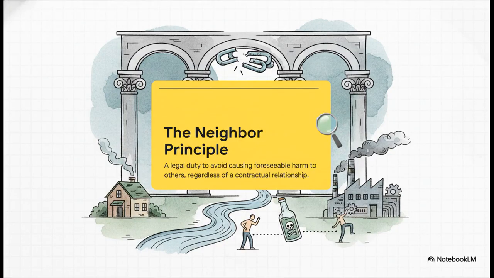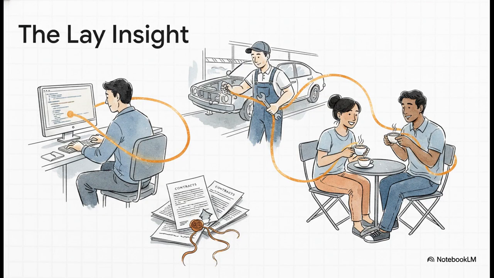And boom, here's the solution. The neighbor principle. It's so clever. Your neighbor isn't just the person who lives next door. It's anyone you can reasonably predict will be affected by what you do. So the drink maker should have known that a contaminated drink would harm whoever ended up drinking it, contract or no contract. This was a massive shift. Suddenly, responsibility wasn't just about what's written on a piece of paper. It was about human connection.